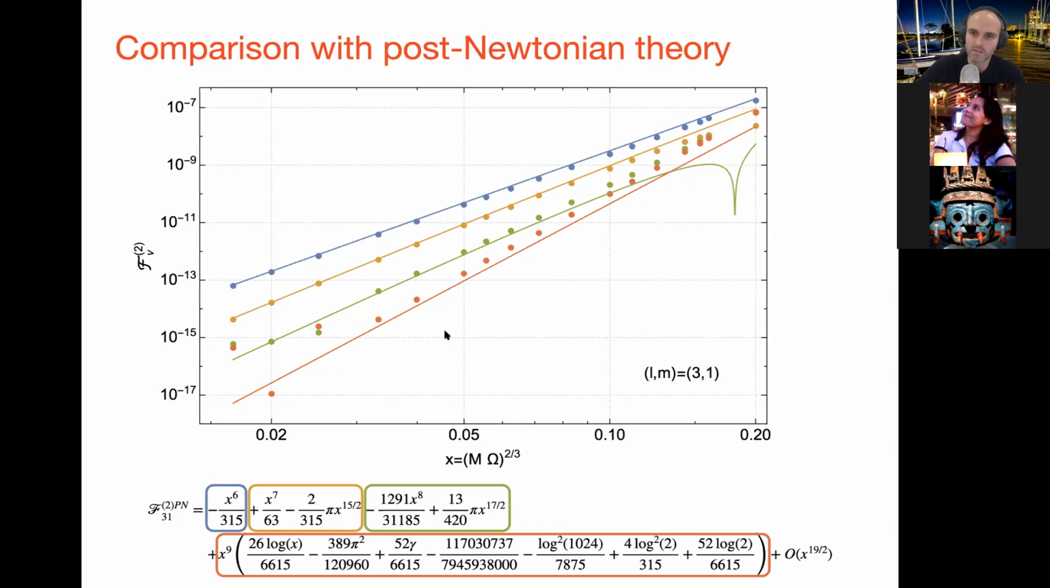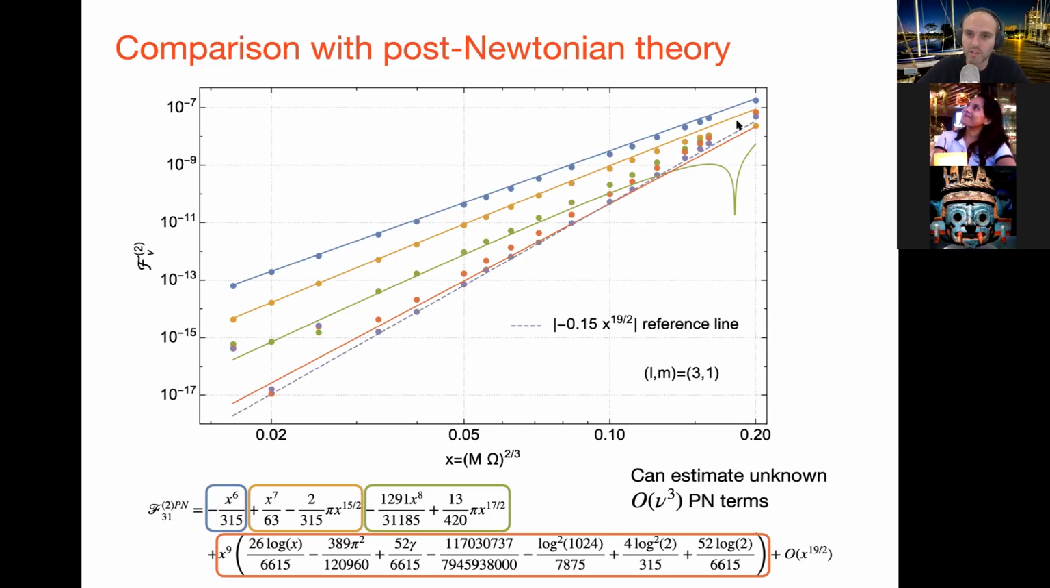You can't do any more subtractions, but we can still subtract this red curve from the red data. And this gives you an estimate for the currently unknown 4PN term. And so you can see it seems to fall along a line at x to the 19 over 2, which is where you expect the next term to be. And you can estimate the coefficient there of being roughly this size. So you can actually use this to extract higher order PN terms at order nu cubed in the PN expansion.